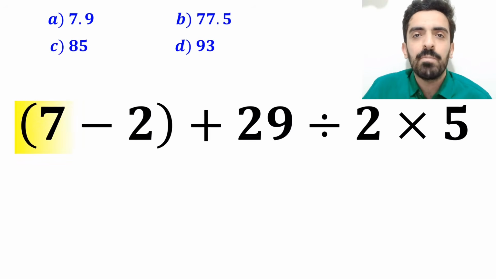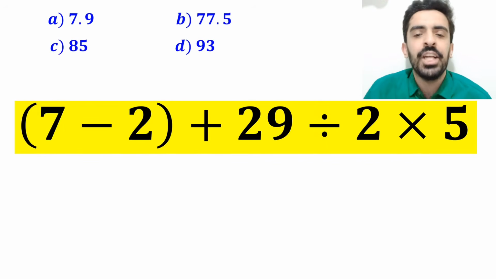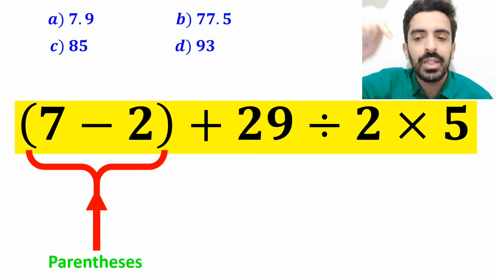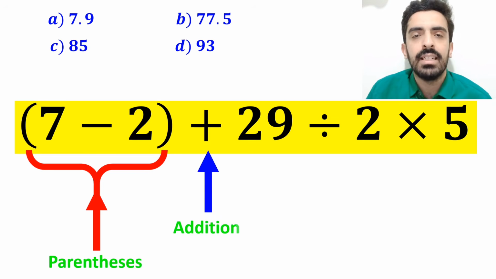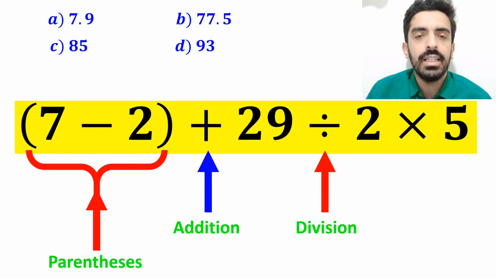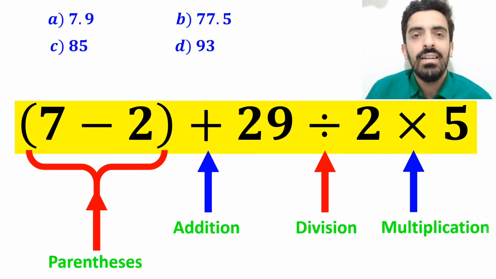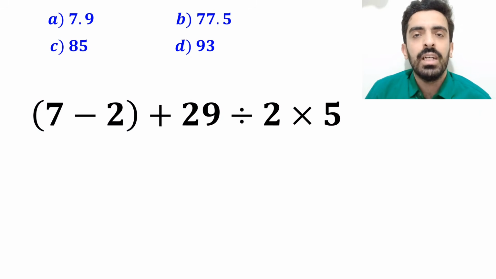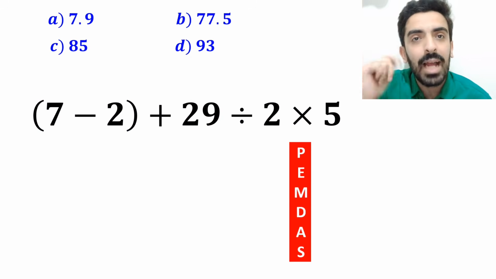Alright, now let me explain step by step how to solve this expression properly. As you can see on the screen, in this expression, first we have parentheses, then an addition sign, followed by a division, and finally a multiplication. To solve this question, we must follow a rule that is called PEMDAS.